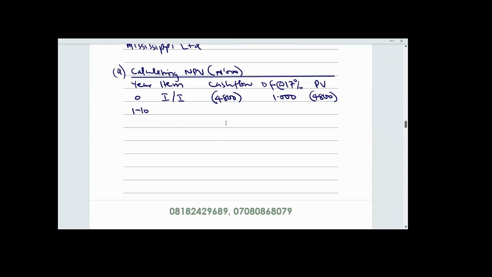So let's go and post. Contribution 1,440,000. Our figures are in thousands. Then year 1 to 10, we also have annual production costs, excluding depreciation, which is 360,000. So somebody should give me the annuity factor of year 1 to 10 at 17%. What do you have, please?